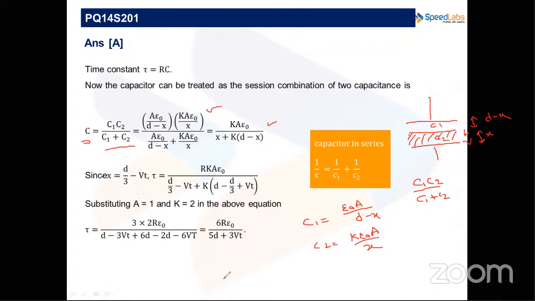Now this x can be written as, see, there is a relation. So suppose initially level was here. I have said at any time, let's say it is x, right? So the distance traveled by the liquid is vt in time t, and initially the level was d by 3. So I said x can be written as d by 3 minus vt. And you just multiply with R, so you get the value. And then at the end, you just put A equals 1 and K equals 2, so you get this answer. Any confusion?